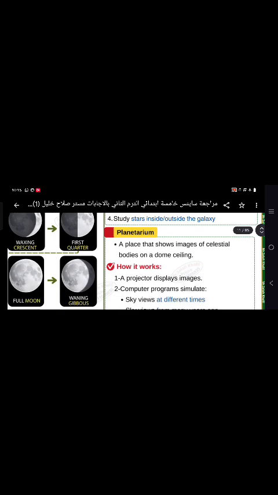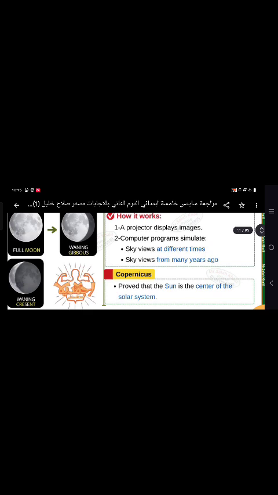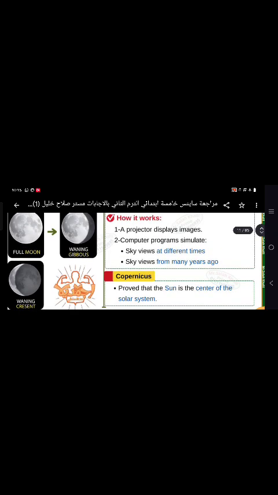Planetarium: a place that shows images of celestial bodies on a dome ceiling, like the one found in Alexandria. How does it work? It works with projectors that display images, connected to computer programs that simulate the sky view at different times, including sky views from many years ago. So you can study the sky of nowadays or from many years ago. Copernicus is the scientist who proved that the sun is the center of the solar system.